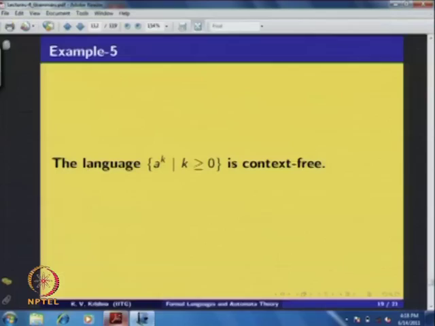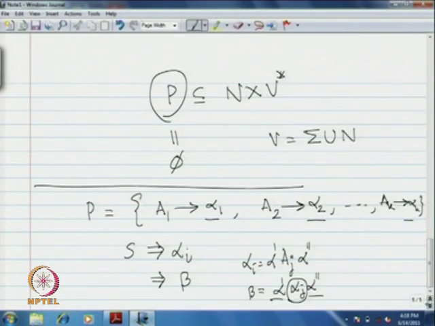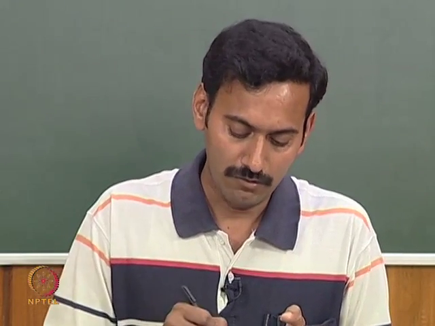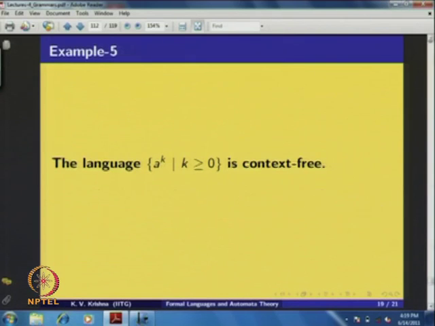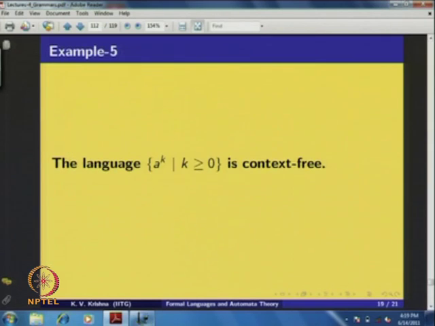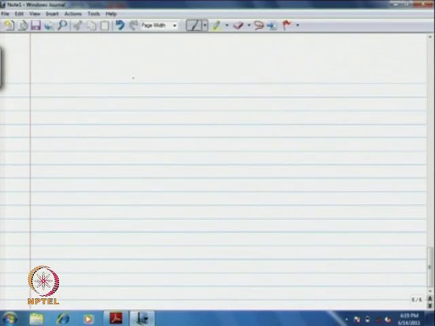For what I have considered here, I gave some grammars and understood the languages generated by those grammars. In the previous case, I considered the empty language and gave an appropriate grammar to generate it. Now, let us consider this, because of the examples that I am starting with.